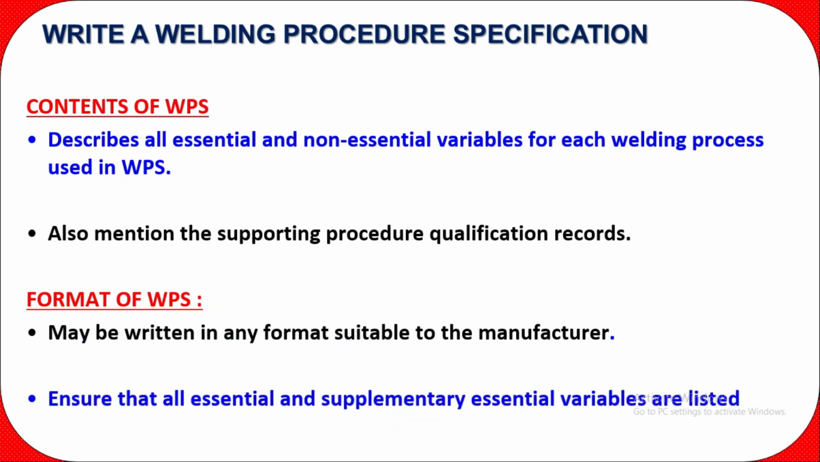Ensure that all essential and supplementary essential variables are listed. So if you see the QW, there is base metal, there is essential variable and supplementary essential variable. All variables should be listed. If anything is not applicable, you should mention in the format that it is not applicable, but it should be there in the format because it is a code requirement as in Section IX.